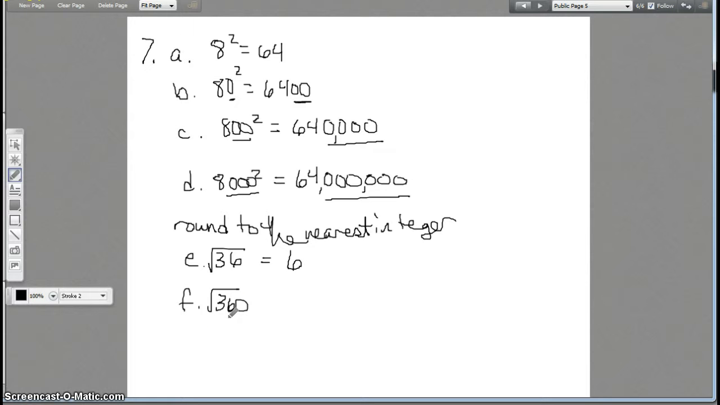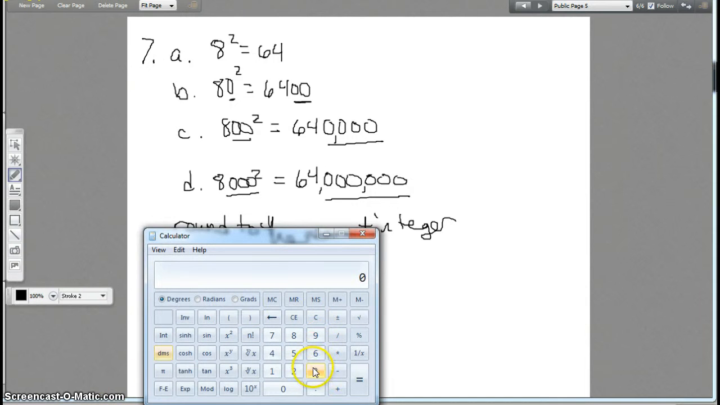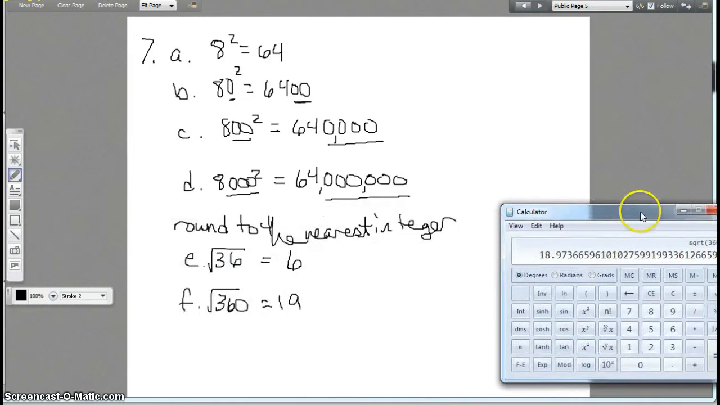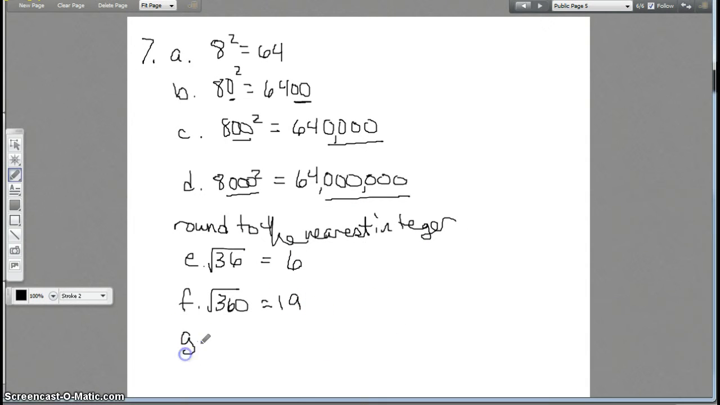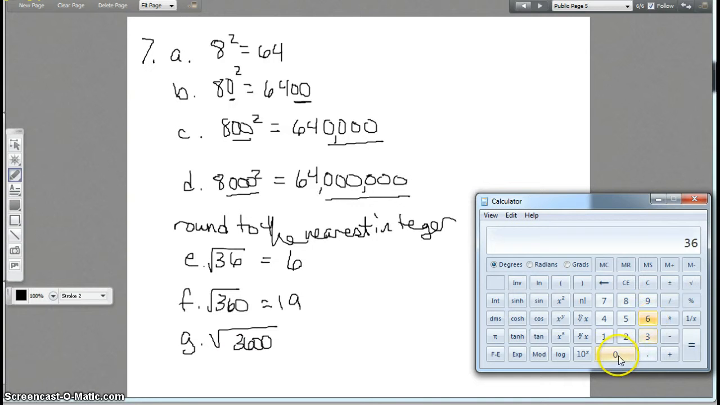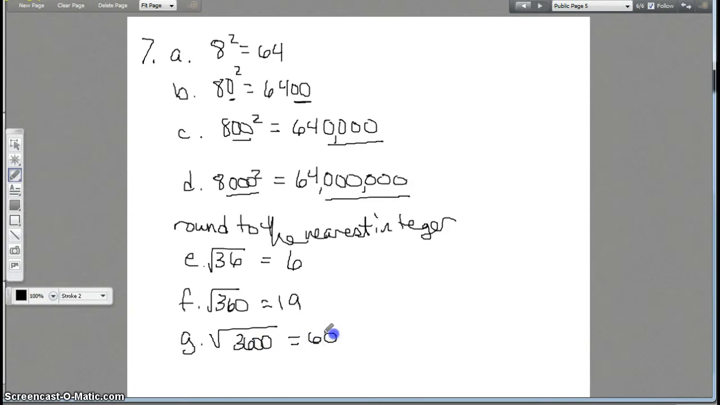Well, when you take the square root of 360 and then round that to the nearest integer, you're going to get about 19. Because when we pull up a calculator and we type in 360 square rooted, we get 18.97. And so that rounds to 19. Okay, part G, we have the square root of 3,600. Well, we pull up a calculator again, type in 3,600 and square root it. We're going to get 60 this time, and that's an exact answer.